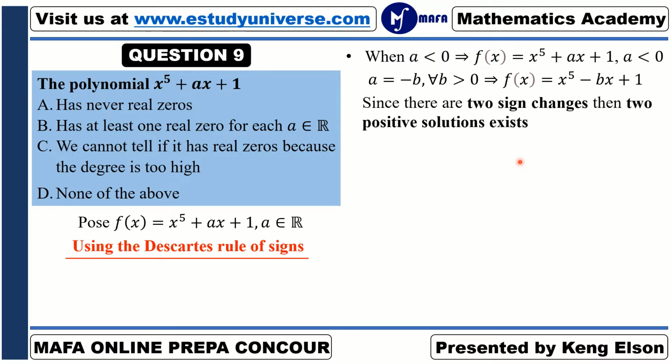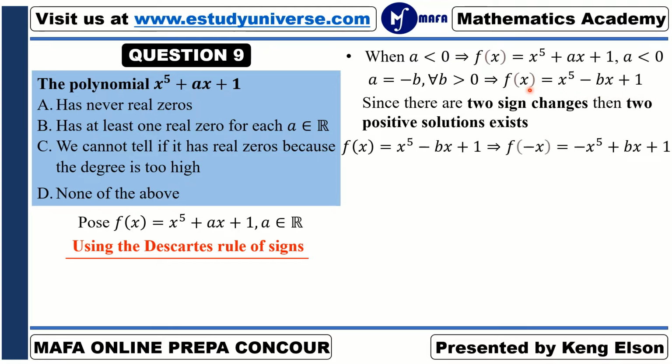So how many sign changes are there in f of x? There are two sign changes. From positive to negative is one sign change. From negative to positive is another sign change. So it means that there are two positive real solutions because there are two sign changes in f of x.